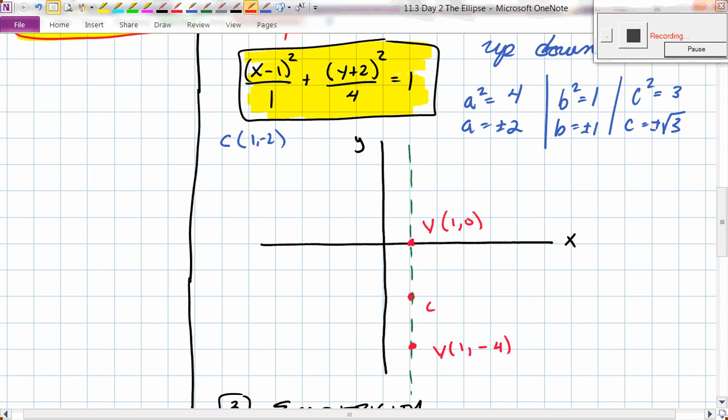Left and right, how far do I go? 1 unit. Now it's from the center, right? So go left 1 and right 1. And then that's enough information to actually draw the ellipse. Hey, that's not bad. The only other thing I need to put onto my graph are the focal points.